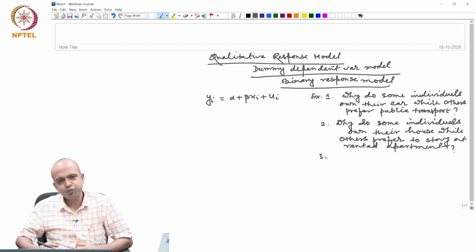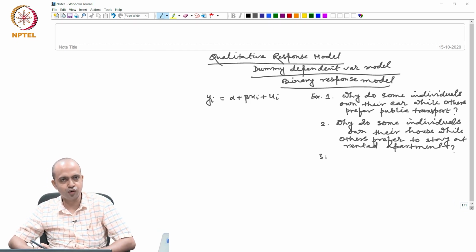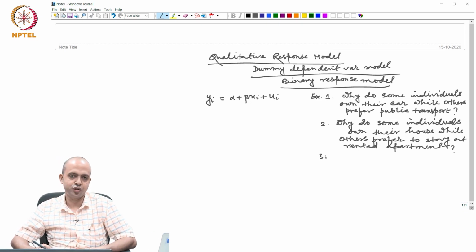Example number 3: suppose several individuals have applied for a loan. For some individuals the loan got approved and for some it got rejected, and we want to know the factors that determine whether an individual's loan will get approved or not. So you will ask the individuals whether their loan got approved. They will say either yes or no, and you assign 1 for yes and 0 for no. Again you are converting qualitative information into quantitative using the dummy variable.